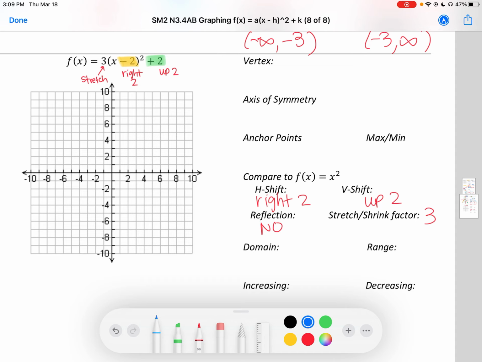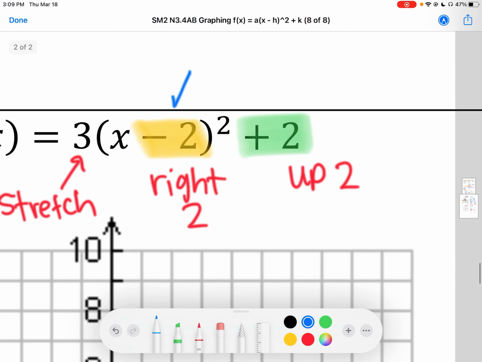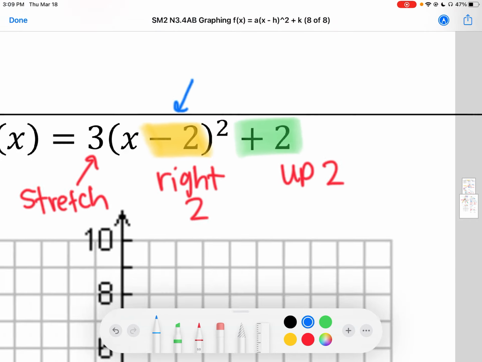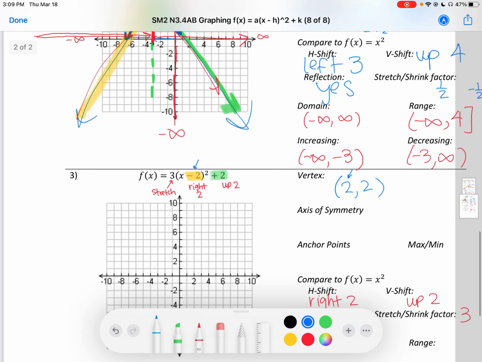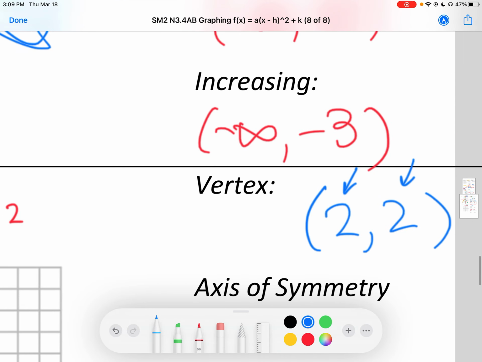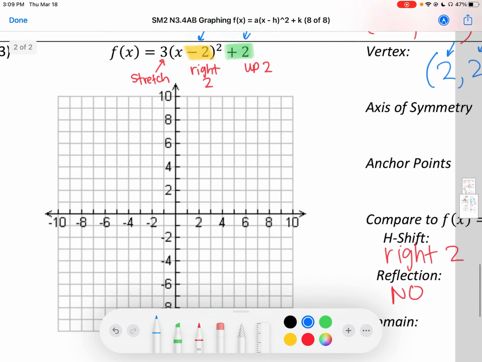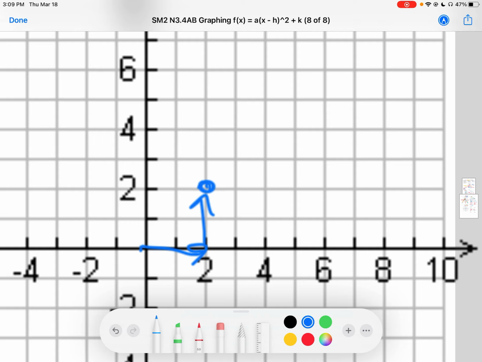Okay, the vertex is going to be 2, 2. Okay, because I need to take the opposite sign of this one. Since that's a -2, I'm going to have a +2 right there. Okay, and then I'm going to take the same sign of this one. I have a +2, so I'm going to put a +2. Okay, because I went right 2, up 2. Okay, so my vertex is going to be right there.